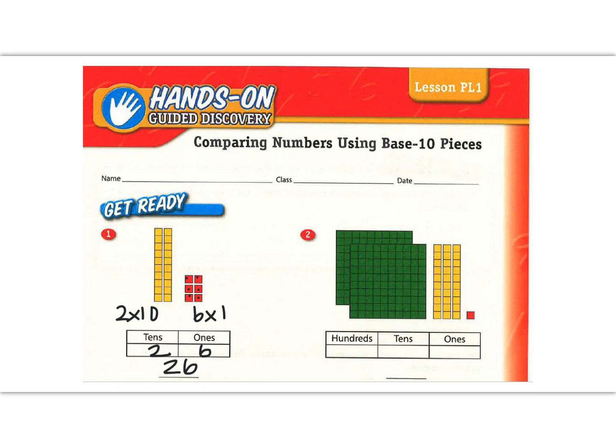Then here we have hundreds. Those are the green ones. So we have 2 hundreds, 3 10s, and 1 1. So the value of that is 231.